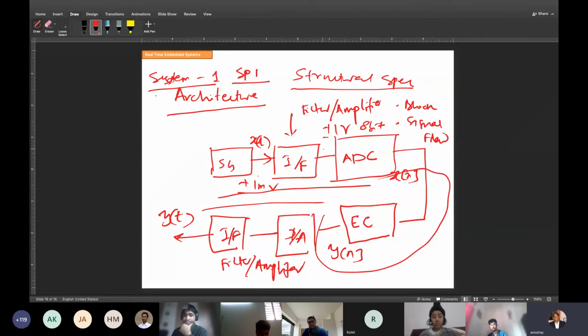Unless it matches the dynamic range, there will be a lot of quantization error. I will tell you why. I think you must be getting the feel, because 1 volt corresponds to 256 levels. So 1 millivolt will be only one quantization level. Therefore you have to amplify it.